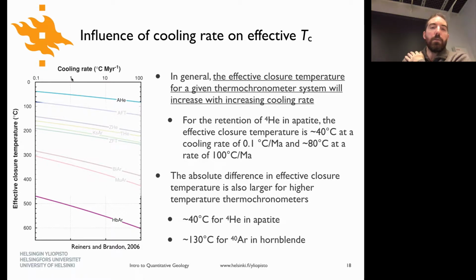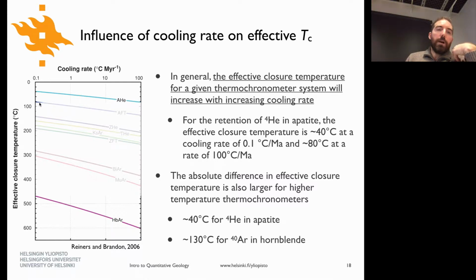This is a plot of different cooling rates. You can see here geological cooling rates of 1 to 10, maybe 100 degrees C per million years. As far as people go, that's really slow. But 100 degrees C per million years cooling rate for a geological system is quite fast if it's the result of rock being eroded and brought to the Earth's surface.